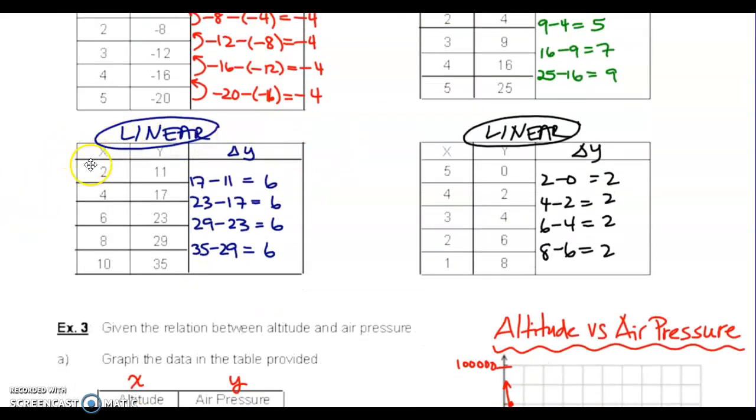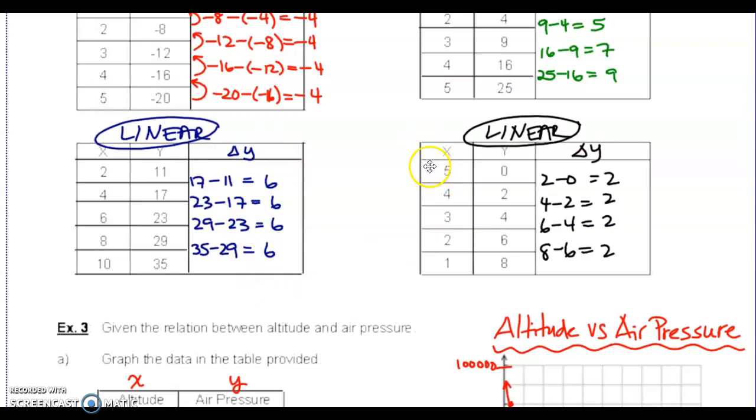Next example, my x's. Are they in order? Yes, they are. Now I'm going up by 2's, but that's okay. As long as it's always a constant number, 2, 4, 6, 8, 10, 12, that's fine, as opposed to 1, 2, 3, 4, 5. Just have to make sure that they are in order and increasing by the same amount. Okay. So my delta y's proceed at the bottom. 35 minus 29 is 6. 29 minus 23 is 6. 23 minus 17 is 6. And 17 minus 11 is 6. Constant, therefore this must be linear.